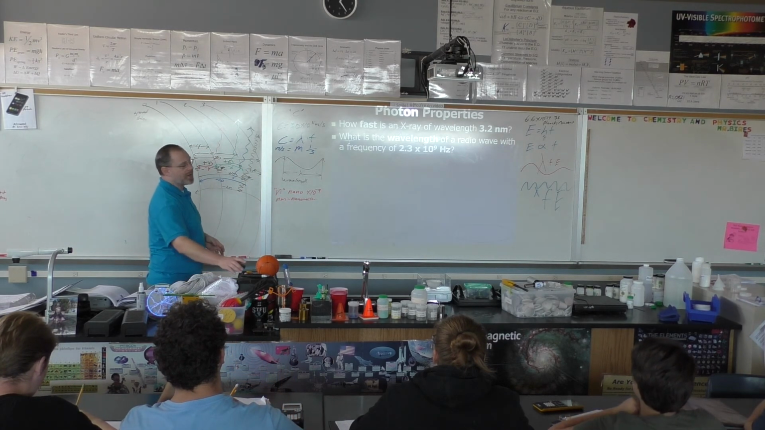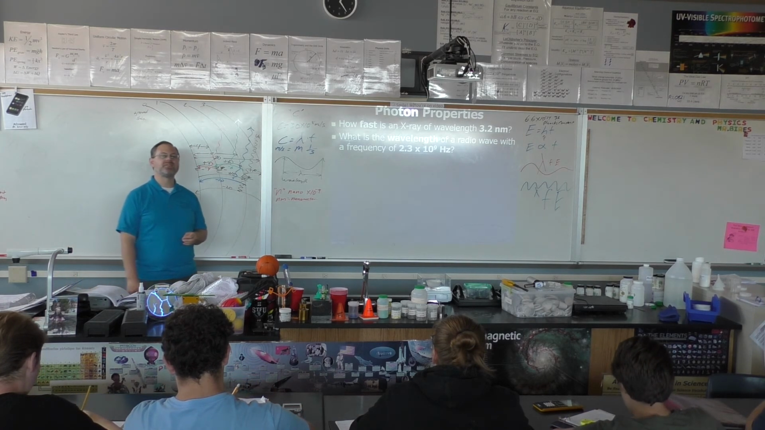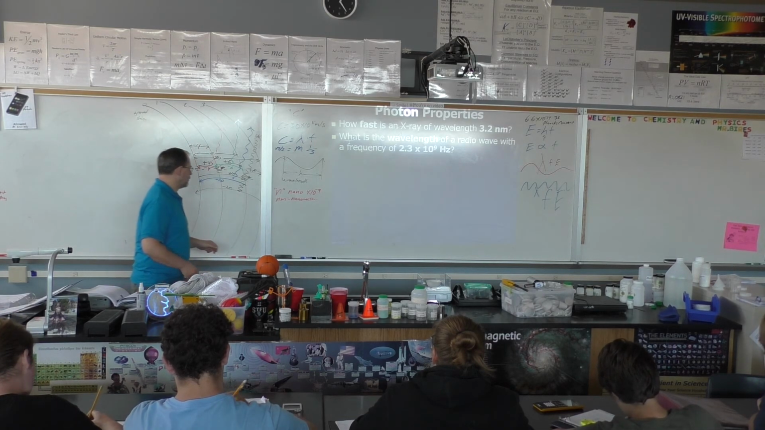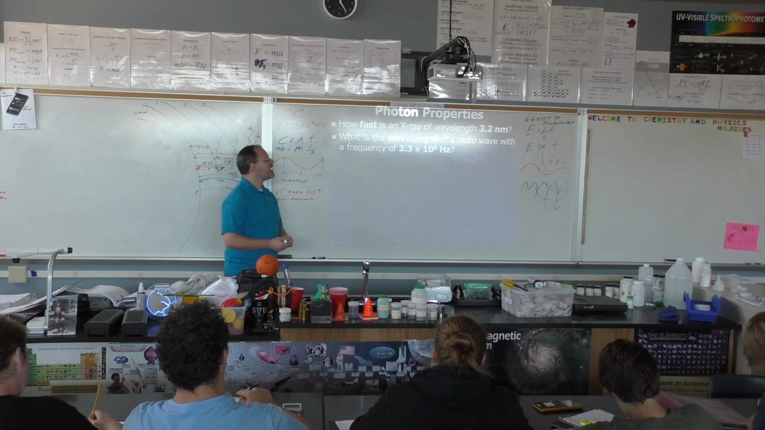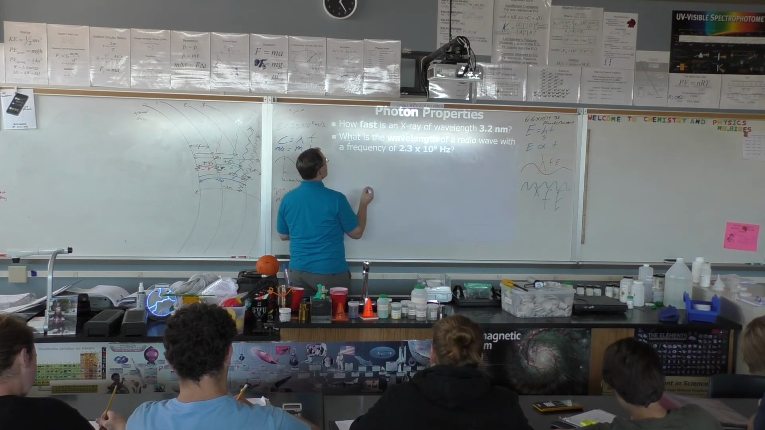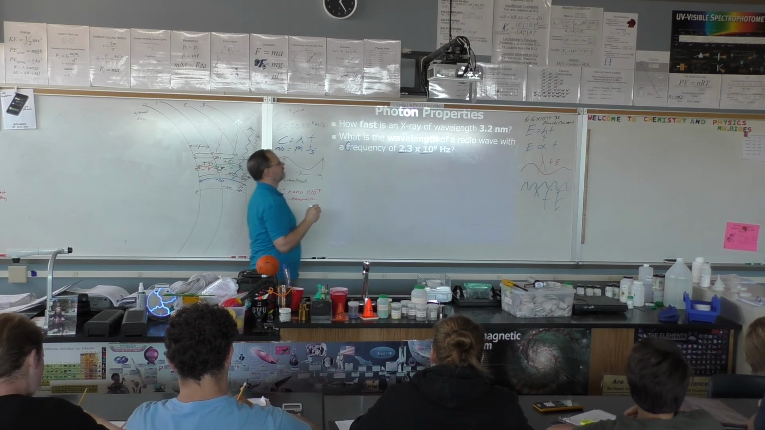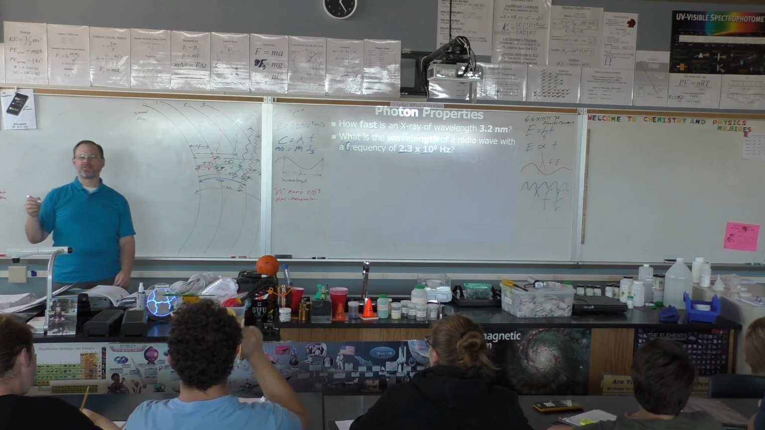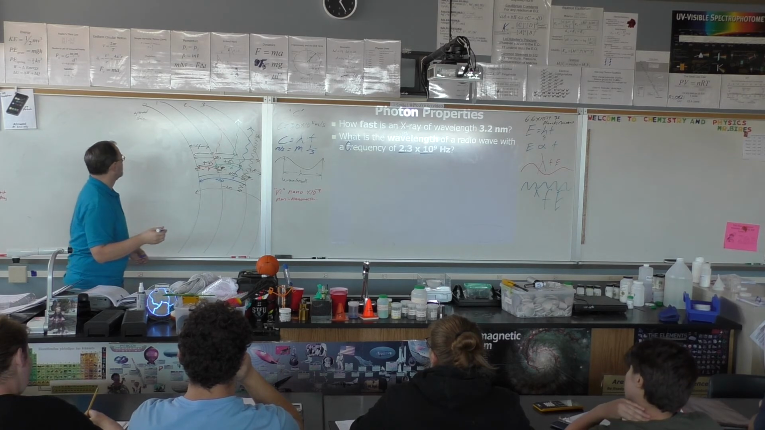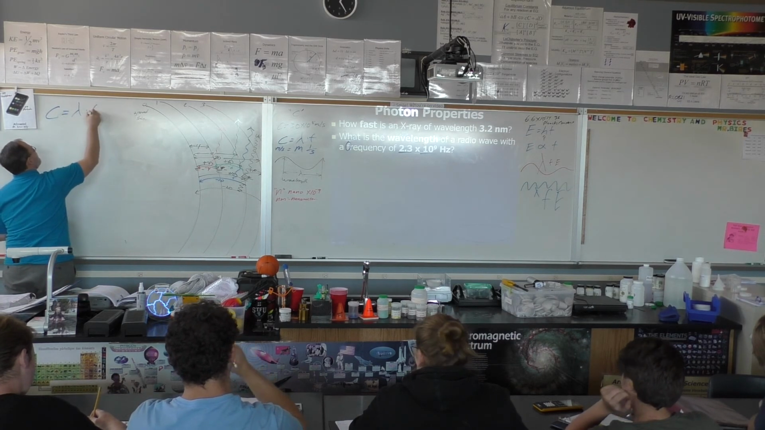What is the wavelength of a radio wave with a frequency of 2.3 times 10 to the 9th hertz? So what formula should we use to determine the wavelength, which is going to be lambda, of a radio wave with a frequency of 2.3 times 10 to the 9th hertz? Is there a formula that links lambda and frequency together? C equals lambda times F. Yep. So we're going to use C equals lambda F.